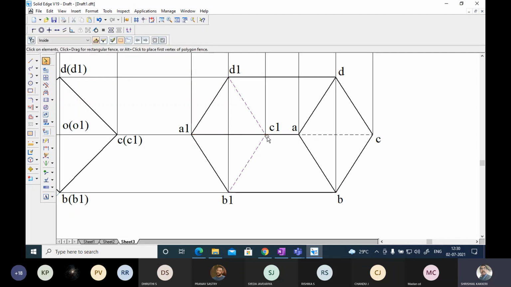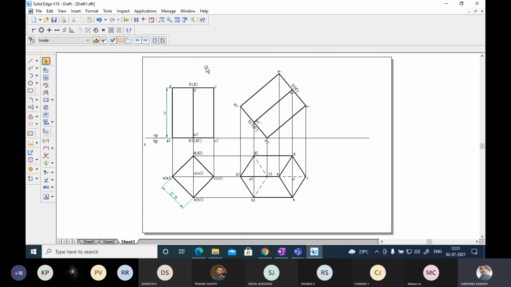Okay, and the axis line is in between them. I cannot find it out here. Just I will be writing this particular point is O1 and this particular point is O. So these are the axis points. Axis points I have written. So this is one portion, it is completed.